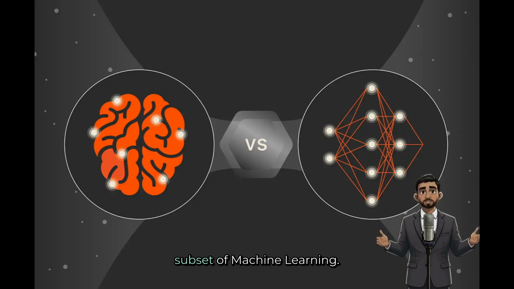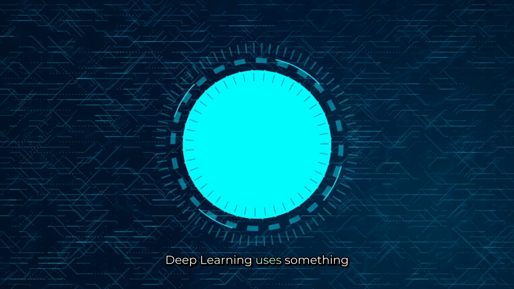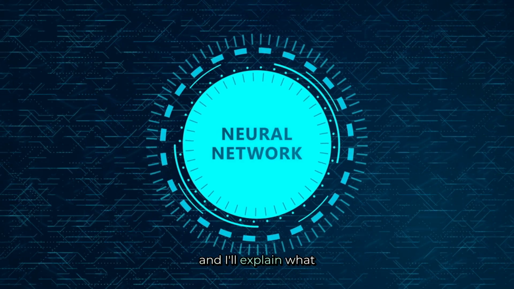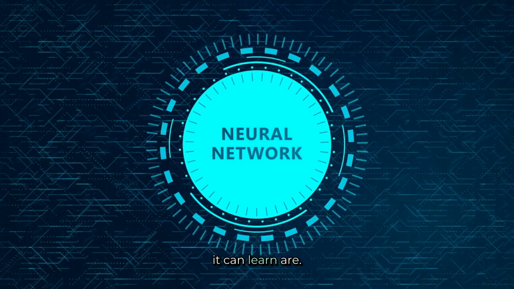Now here's where deep learning comes in. Deep learning is a subset of machine learning. Think of it like this. All deep learning is machine learning, but not all machine learning is deep learning. Deep learning uses something called neural networks, and I'll explain what those are in a moment. But the key difference is in how complex the patterns it can learn are.